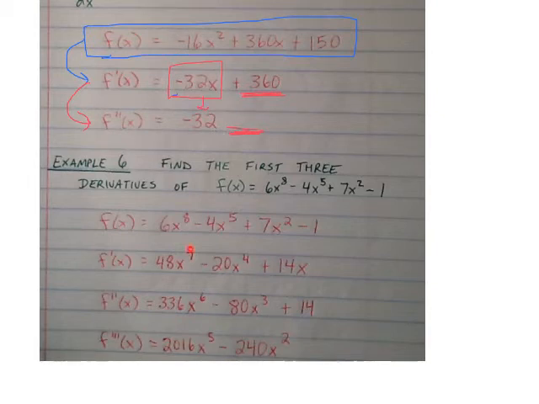When I take the second derivative, we'll put the 7 in front, and we get 7 times 48, x to the 6th. Put the 4 in front, and we get 4 times 20, x to the 3rd, and the derivative of this is 14. And then one last time for the final third derivative, we'll bring the 6 down in front, and we get 6 times 336, x to the 5th, minus 240x squared. And you can see that the trend is, with each derivative, the power is decreasing by 1 unit: the 5 to the 4 to the 3 to the 2, or the 2 to the 1 to the 0.